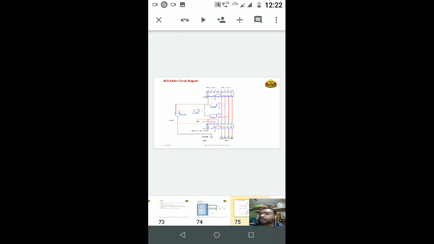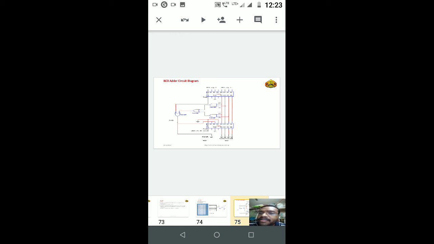So what is the output of this OR gate? S3 S2 plus S3 S1. Then you go further and take the carry. If the carry is generated, you take one XOR gate again, and the output of this OR gate is connected to the second IC, that is, to the second BCD inputs.